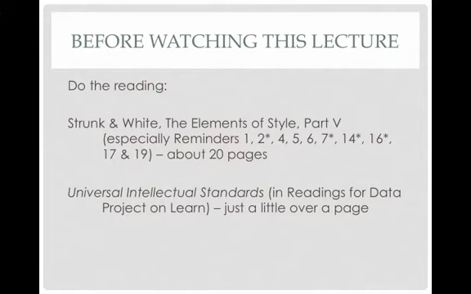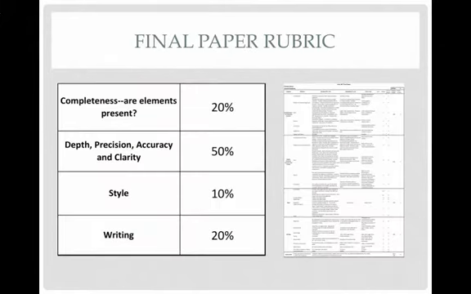All right, so once you've done that reading, I want you to take a look at the final paper rubric. It's on the right. I don't really want you to look at that. It's too tiny, but it is available on Learn. What I want to point out is that the grade is going to depend on 4 different categories. And notice that the first 2 are worth 70% of the grade. The first one is completeness, are elements present, and the second one is depth, precision, accuracy, and clarity.